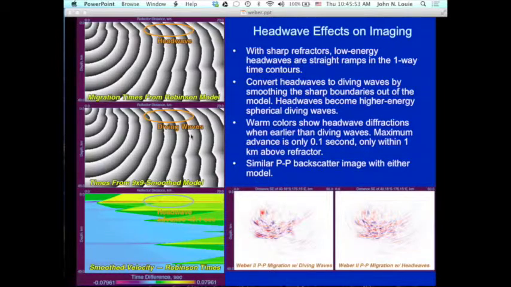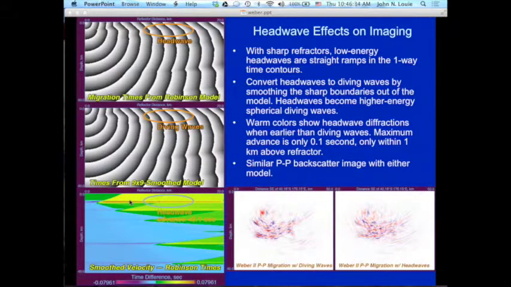All right, and the diving waves, if they're real, have a whole lot more energy. Because that head wave has so little energy that you're just not going to see it. So when you're looking at a reflector that's near a head wave, you're at risk of getting the time wrong, and how much wrong?